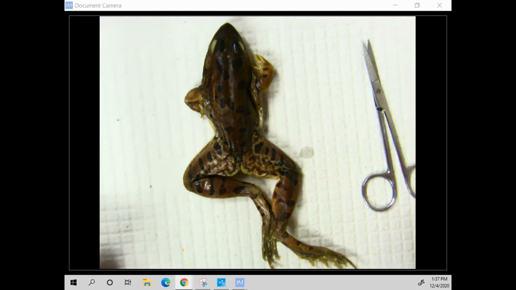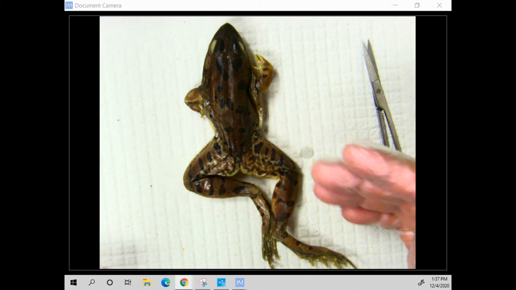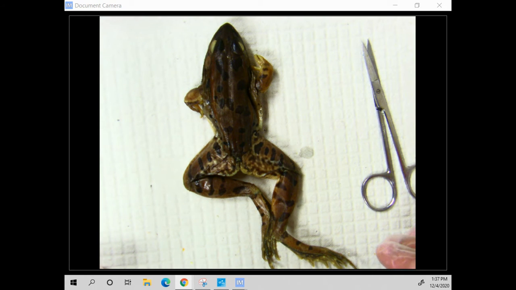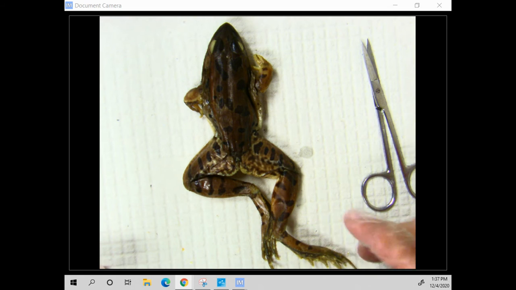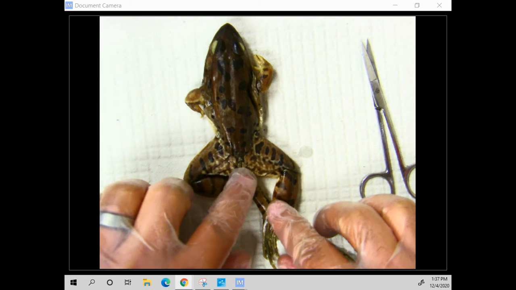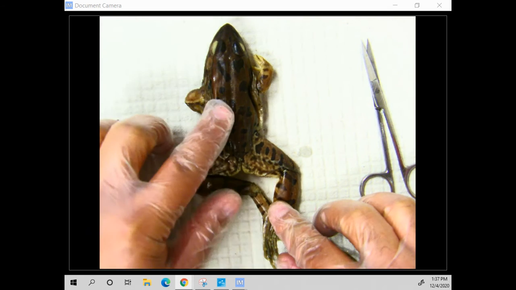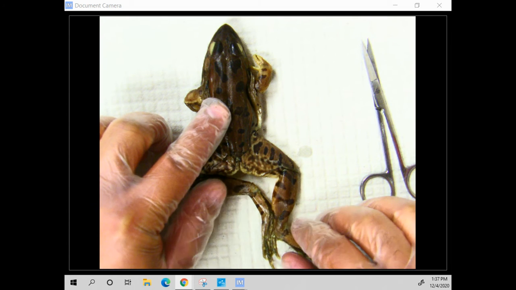Hey guys, welcome. This is going to be our frog dissection, and what you're going to do is follow along in your notebook as I go through our dissection with this frog, following along with what takes place in your notebook. So as I go through this, make sure you are answering the questions and following along with the dissection lab in your notebook.